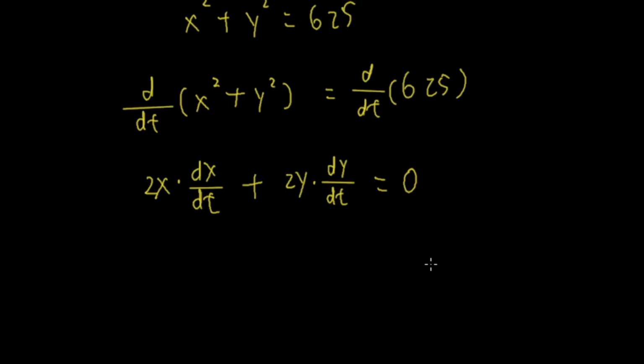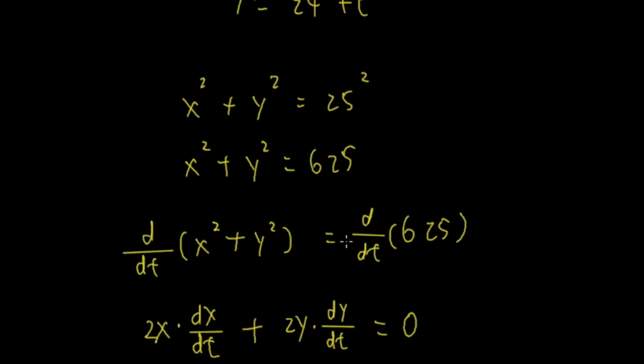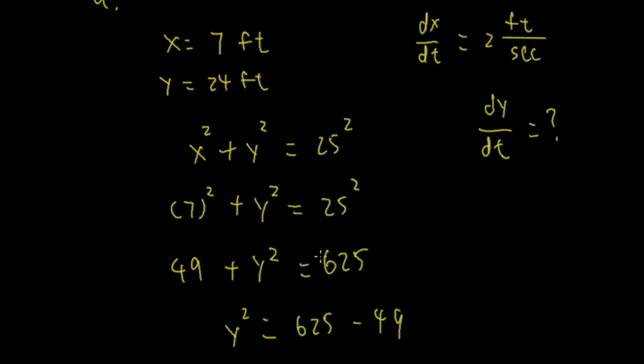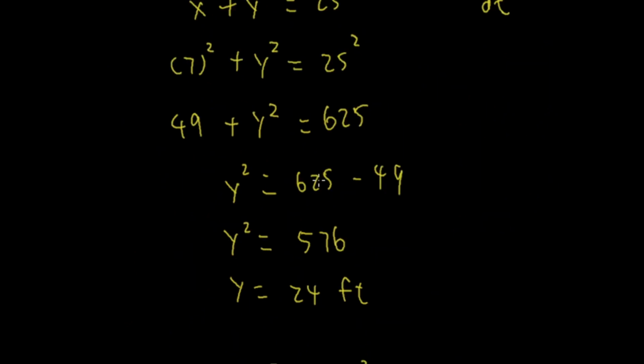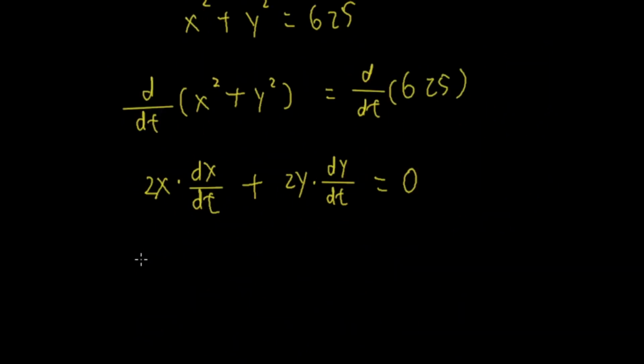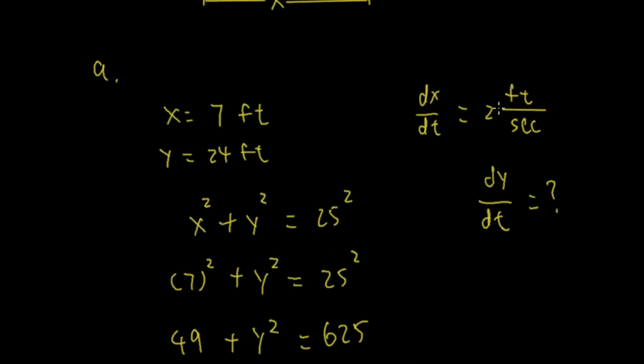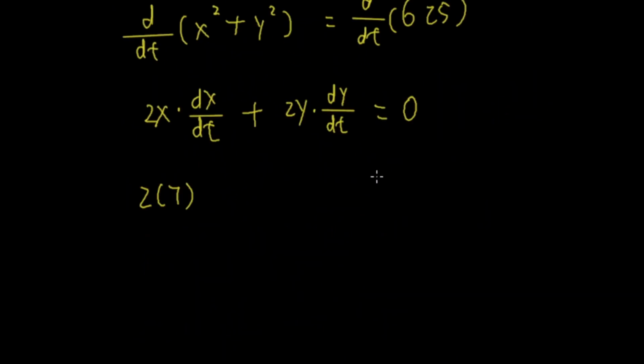Now, what do you know here? You know x, you know y, you know dx over dt. You are calculating dy over dt. That's not a problem. Here, x is 7 and y is 24. So you have this: 2 times 7, now dx over dt is 2 feet per second. So it's 2.